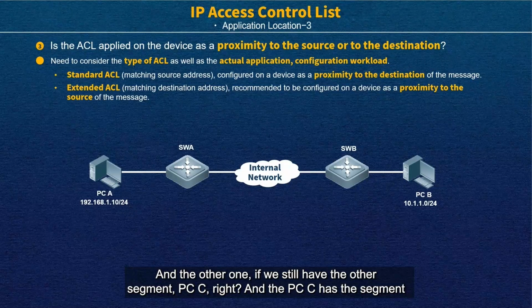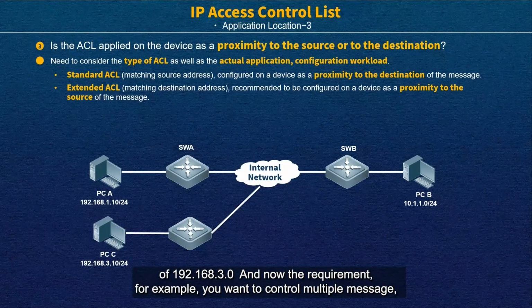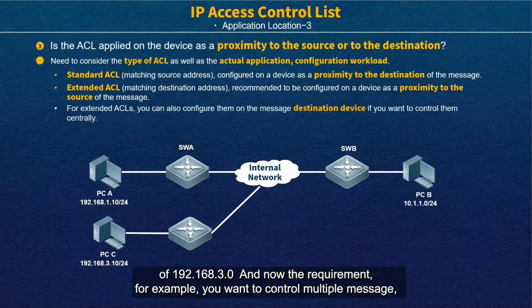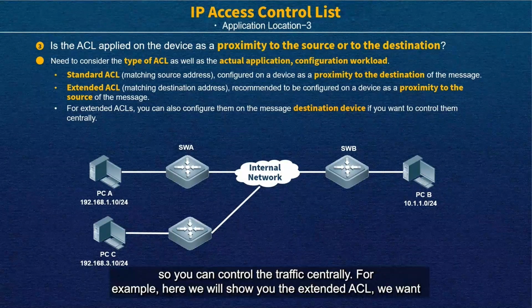And the other one: if we still have another segment, PCC, and PCC has the segment 192.168.3.0. And now the requirement is, for example, you want to control multiple sources. In this scenario, you may also use the extended ACL, but you can apply it on the destination device, so you can control the traffic centrally.